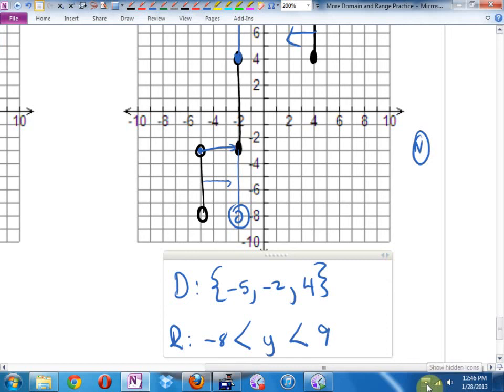So I have a sheet of a bunch of these for you to practice. That's your homework, and you'll get it done in class if you hustle.